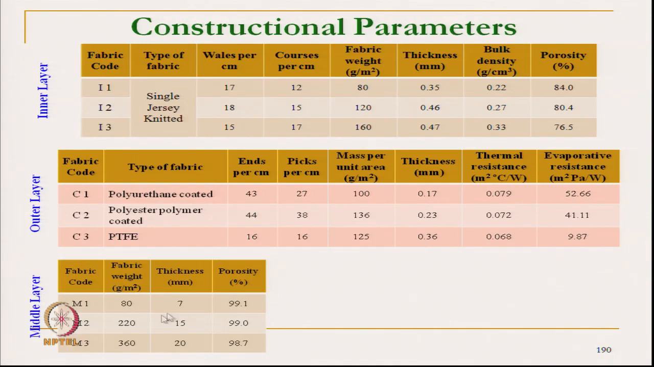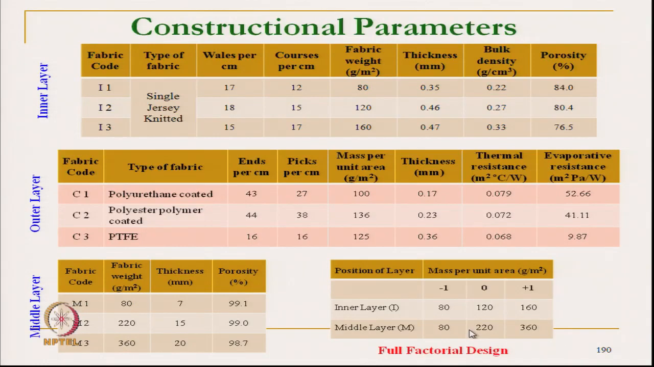And for the middle layer, we have used three different through air bonded fabrics: 80, 220 and 360 grams per square meter, with thickness of 7, 15 and 20 millimeters, with porosity of more than 99%. So, around say 98%, 99%. These are very highly porous fabrics, and we have used three different mass per unit area. Here the inner layers taken are 80, 120 and 160, and for the middle layer, 80, 220 and 360 are taken.